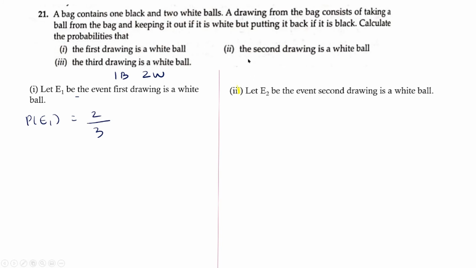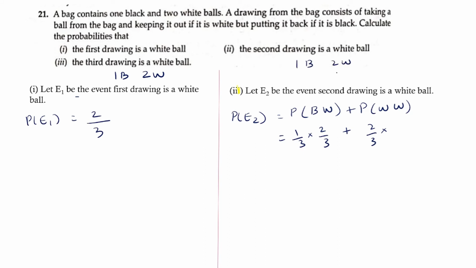And then the next subdivision, the second drawing is a white ball. So let E2 be the event: second drawing is a white ball. So probability of E2, we can either draw first black ball, then white ball, or we can draw first white ball and second white ball. So probability of drawing first black ball is 1 by 3, into probability of drawing second white ball. If a black ball is drawn, it is put back inside the bag. So probability of drawing second white ball will be 2 by 3. Plus probability of drawing the first white ball will be 2 by 3, plus 2 by 3 into probability of drawing second white ball, which will be, after one white ball is drawn, it is kept outside.